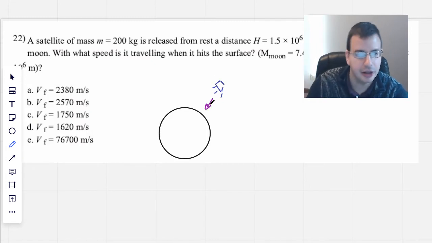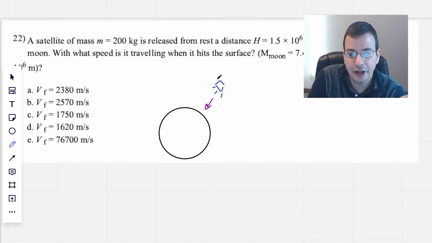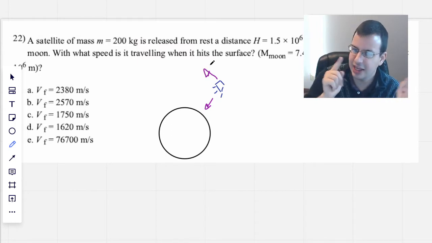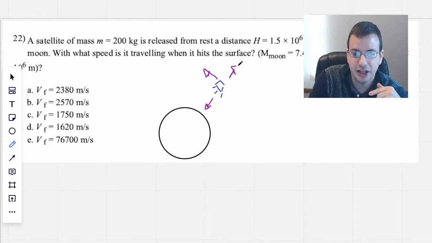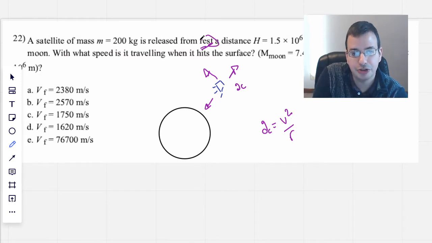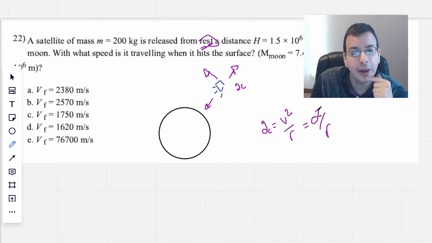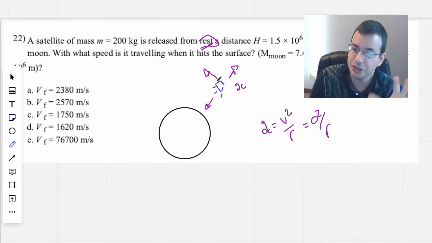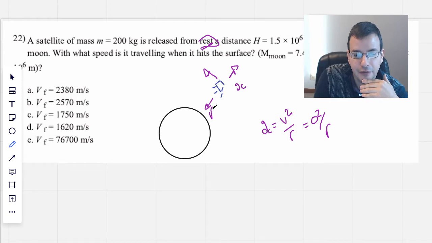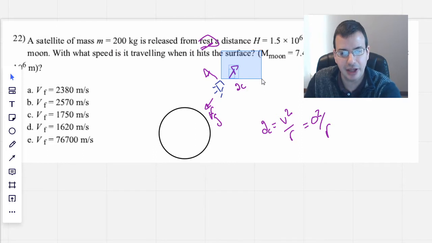So your first thought is, why is it that satellites don't normally just fall to the ground randomly? The idea here is satellites normally have a tangential velocity, and that gives us a centripetal acceleration outward. Centripetal acceleration is v squared over r, but we're told that this is released from rest, so the acceleration outward is going to be 0 squared over r. And therefore, it's just going to fall, just due to gravity. So this will be force gravity.